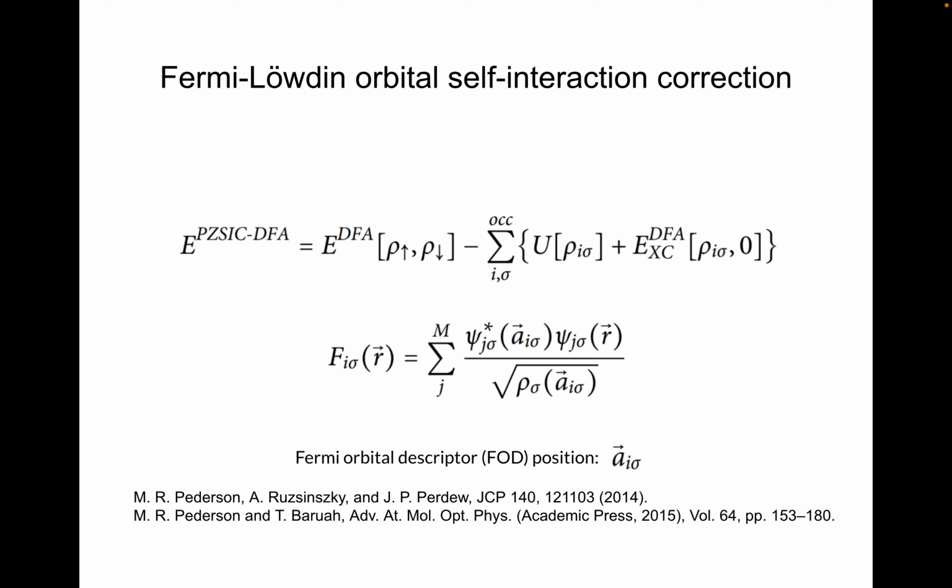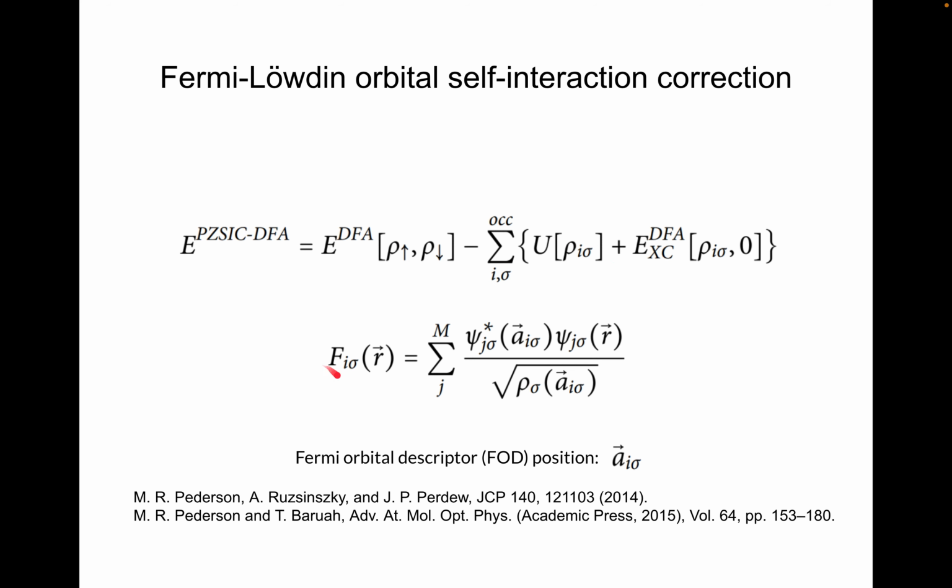A few decades later, in 2014, comes the Fermi-Löwdin orbital implementation of the self-interaction correction. So FLOSIC stands for the Fermi-Löwdin orbital self-interaction correction. In the FLOSIC approach, you take the PZSIC energy equation like before, but to deal with the SIC term, you use the Fermi-Löwdin orbitals.